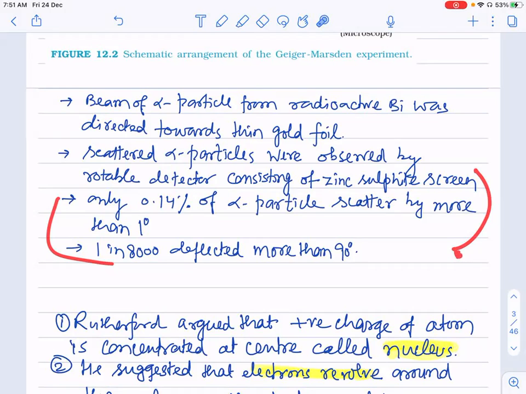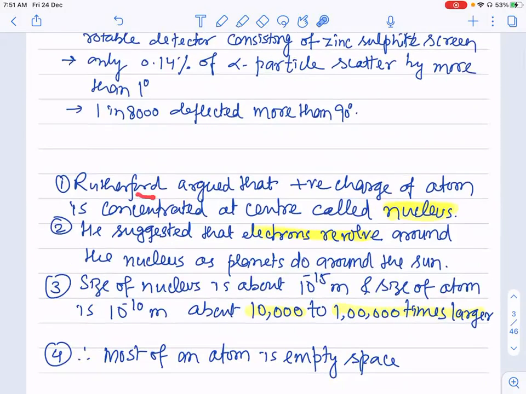And these last two results suggested that Rutherford argued that positive charge of atom is concentrated at the center called nucleus. This was the discovery of nucleus. He suggested that electrons revolve around the nucleus as planets do around the sun.